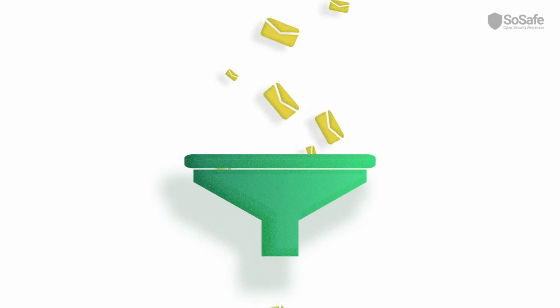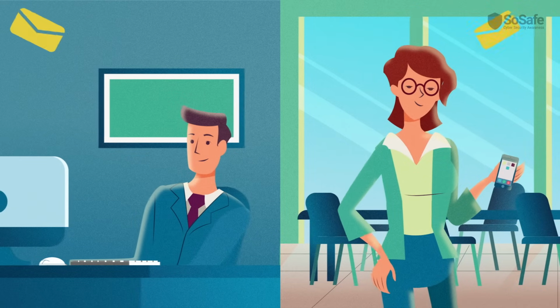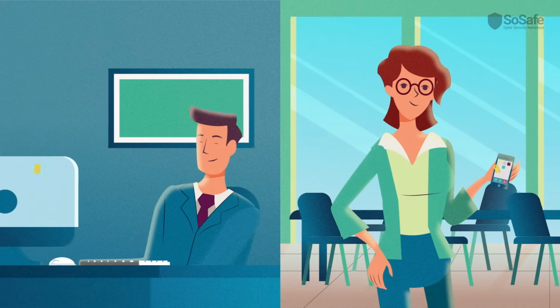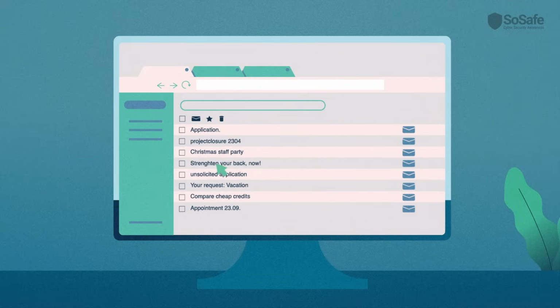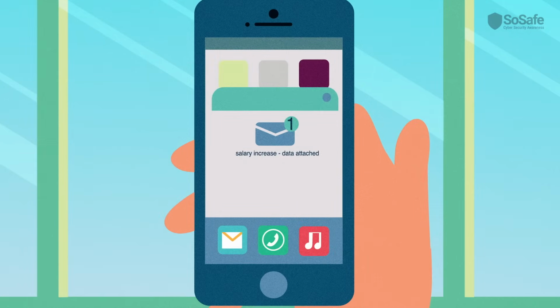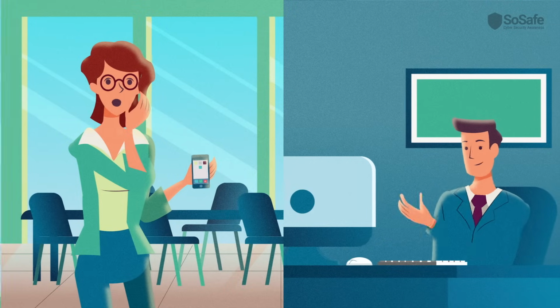filter out some of these malicious emails. They are virtually powerless against targeted threats such as spear phishing. The main problem: the majority of emails that pass through spam filters are also clicked on by employees.